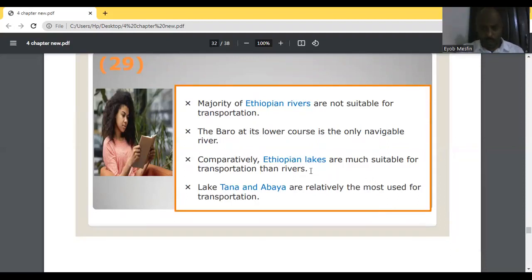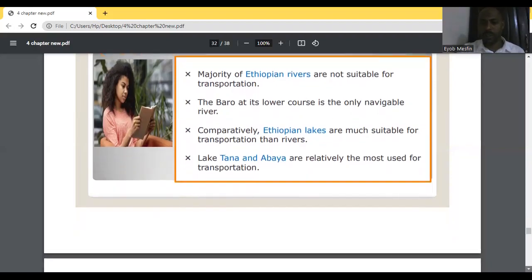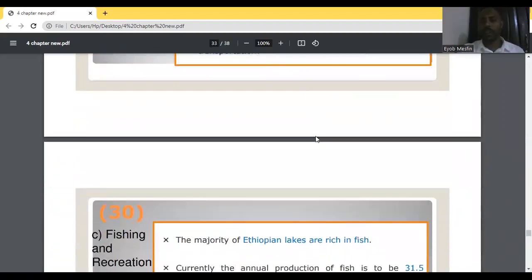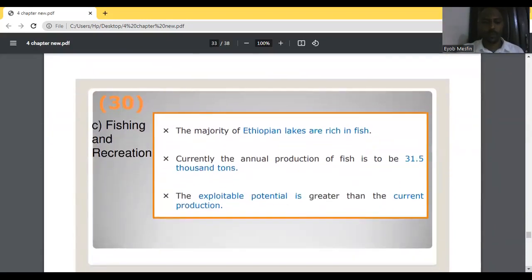So this is one concept: Lake Tana and Abaya, from the lakes, give a water transportation purpose, and this is the major one, but the rest, with small boats, give a service for recreation or tourism purposes.